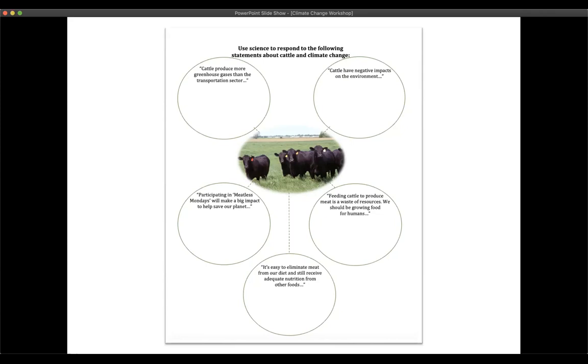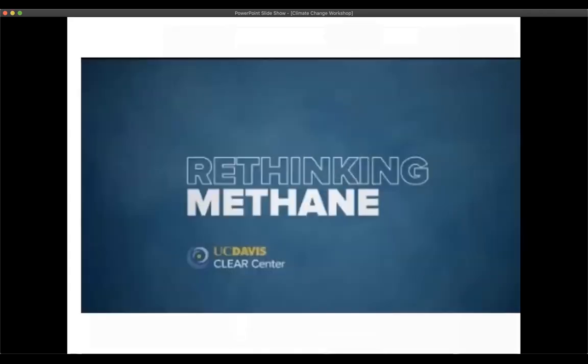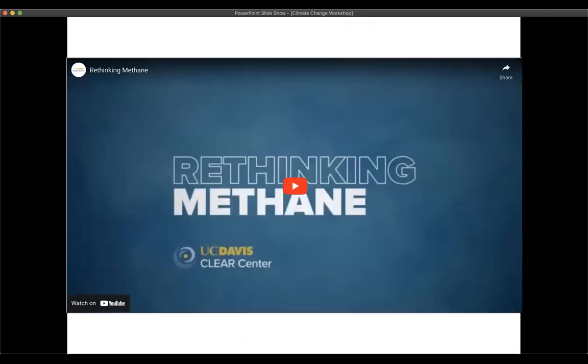Okay, feeding cattle to produce meat is a waste of resources. We should be growing food for humans. How can we respond to that? Okay, how can we explain that in a way that helps people understand a little bit more about our food and where it comes from? Okay, so the unique thing about cattle that's different from other greenhouse gases is the fact that they produce methane. So it's not carbon dioxide, it's methane, and methane is more potent than carbon dioxide, but there's a little bit more to it. And we're gonna watch this video.